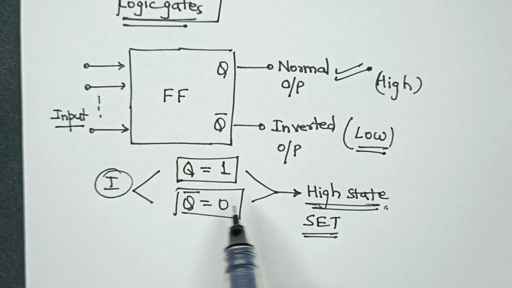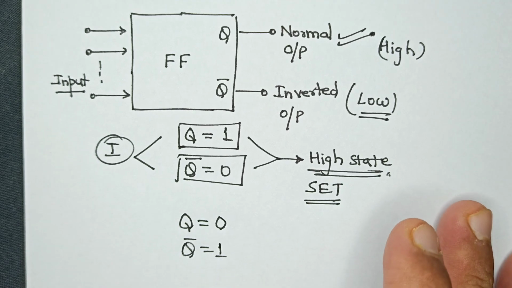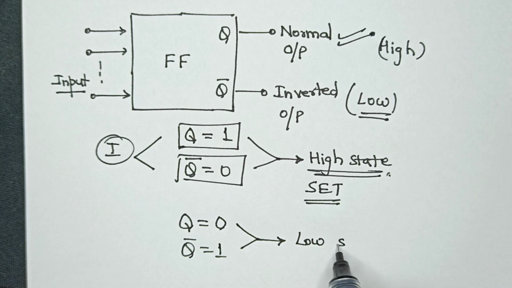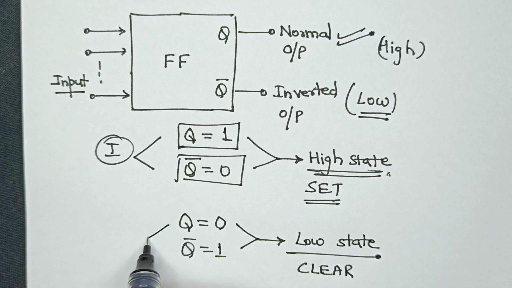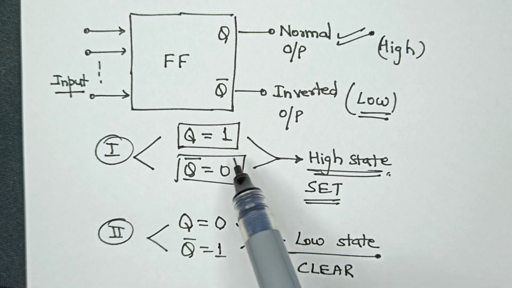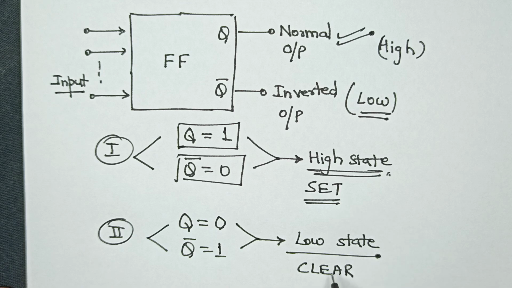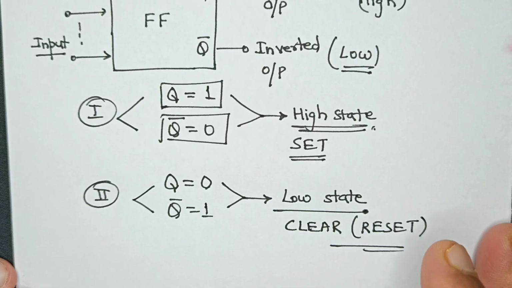In a similar way, if you reverse that, let us say Q is equal to 0 and Q bar is equal to 1, this has a totally different meaning. This is referred to as the low state, and another name for this low state is the clear state. This is our second case. So as you can see, there are two possible outputs referred to as the high state or set state, and the low state or clear state. The clear state in some curricula is also referred to as the reset state.